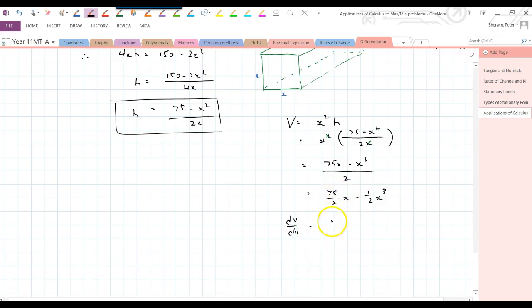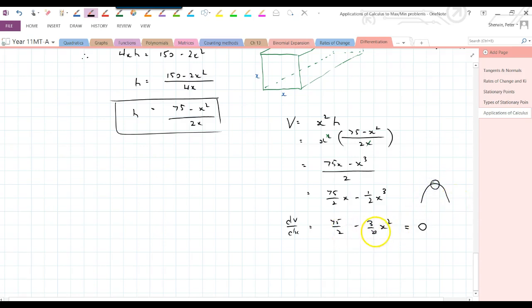dV/dx is 75 over 2 minus, the 3 comes down, so it'll be 3 over 2 x squared. That's my dV/dx, the rate of change of volume with respect to x. Now when that's equal to 0, I will have, in this case, a maximum, because this is a negative quadratic, so it'll be doing this. So this is my maximum here.